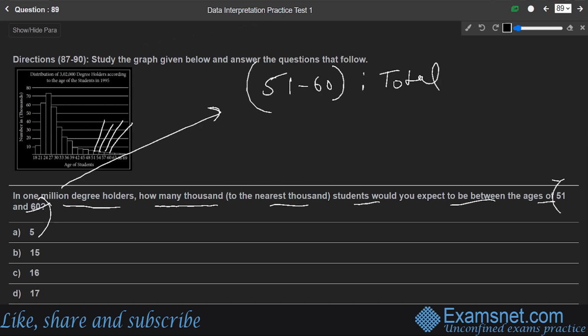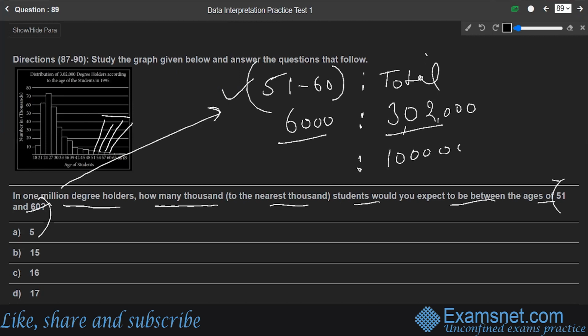So clearly, if we add these numbers together, this is somewhere close to 6,000, and the total value is clearly 3,02,000. So the ratio of the number of people at the age of 51 to 60 to the total number of people becomes 6,000 is to 3,02,000. They say if this total becomes 1 million, in the place of 3,02,000, I can write 1 million.